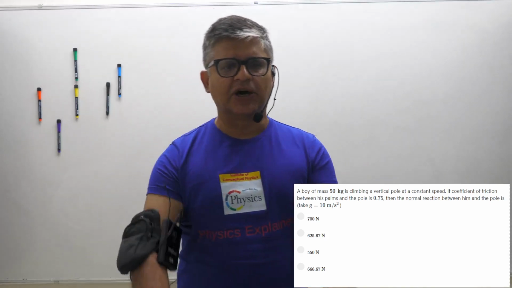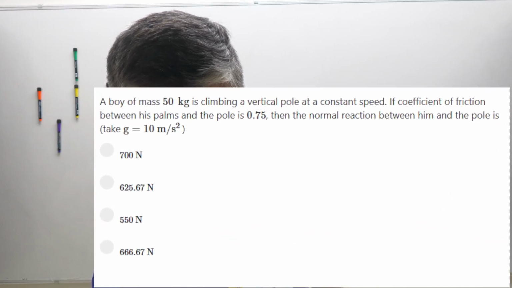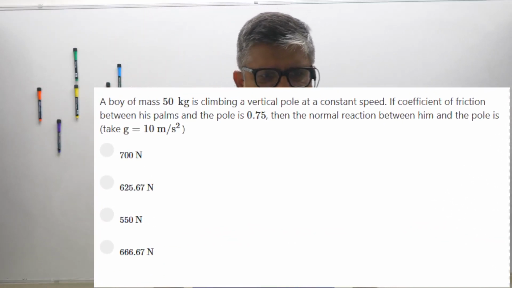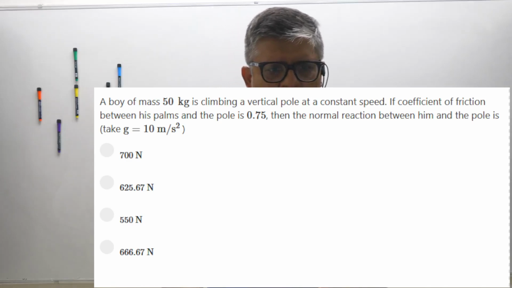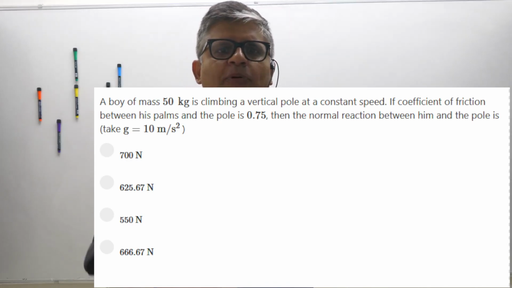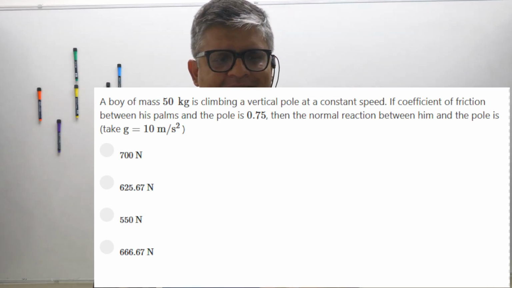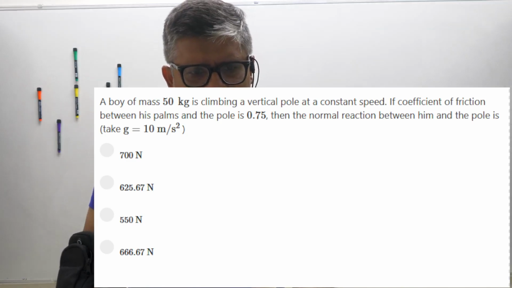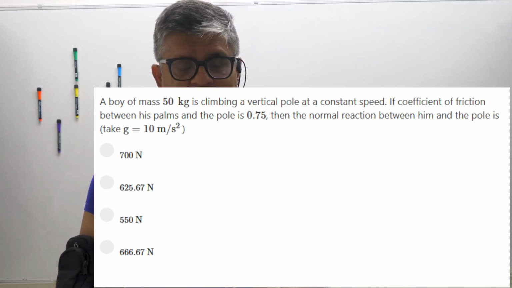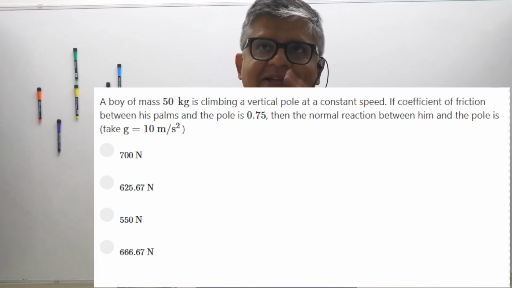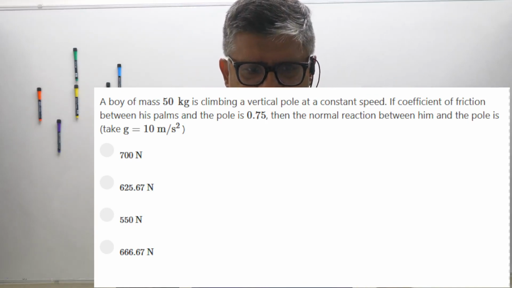Let's read this question now. I will increase the size of this picture. It's a situation of a 50 kg boy who is climbing a vertical pole. You might have seen some people climbing a coconut tree and sometimes a pole also, at a constant speed. He's not accelerating, he's maintaining the speed.